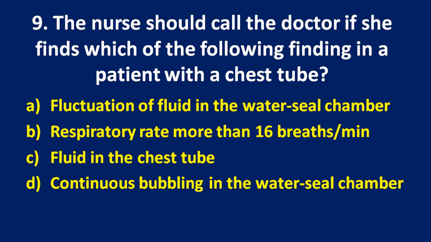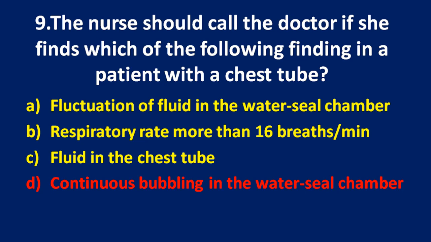Ninth question. The nurse should call the doctor if she finds which of the following findings in a patient with a chest tube? Option A. Fluctuation of fluid in the water seal chamber. Option B. Respiratory rate more than 16 breaths per minute. Option C. Fluid in the chest tube. Option D. Continuous bubbling in the water seal chamber. The correct answer is option D. Continuous bubbling in the water seal chamber.